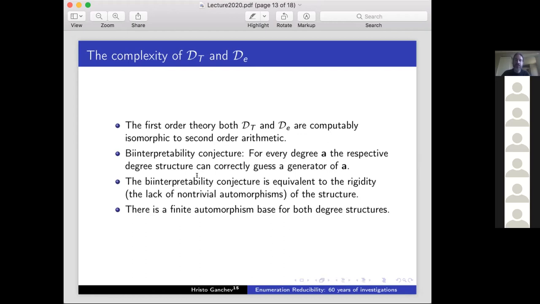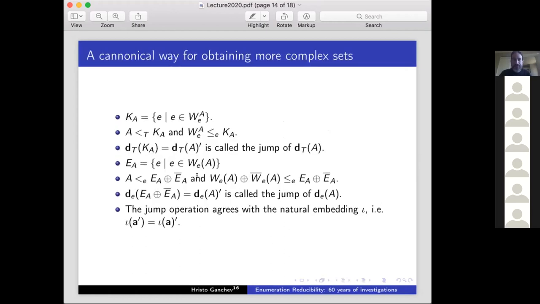So this interpretability conjecture. Now, this is about an operation that is called the jump. The jump is just the halting problem relative to a set. You have a Turing variant and then you have an enumeration variant. So this jump operation agrees on Turing and enumeration degrees with respect to the natural embedding.